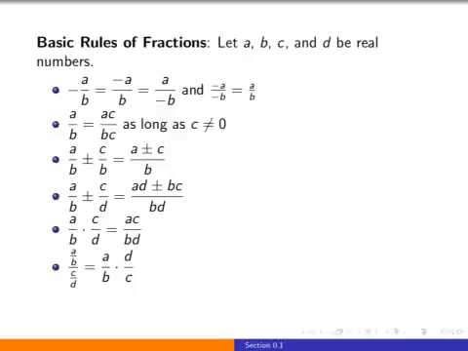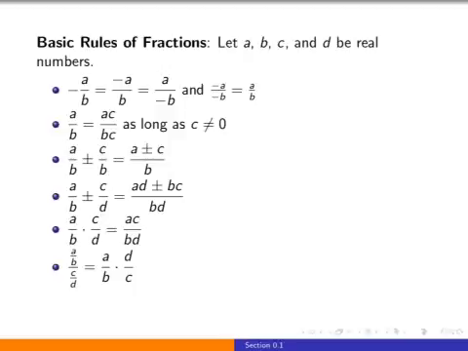Additionally, if you have some non-zero quantity c that's present in the top and the bottom, and as long as you can factor it completely out of the top and factor it completely out of the bottom, those c's would cancel off, leaving you with an a over b.